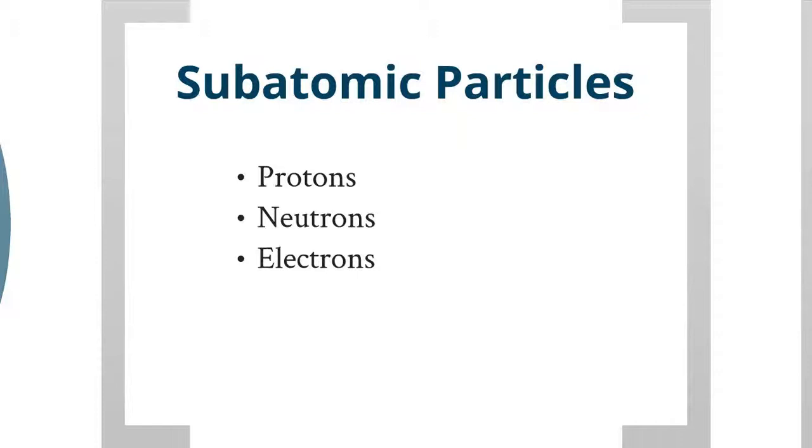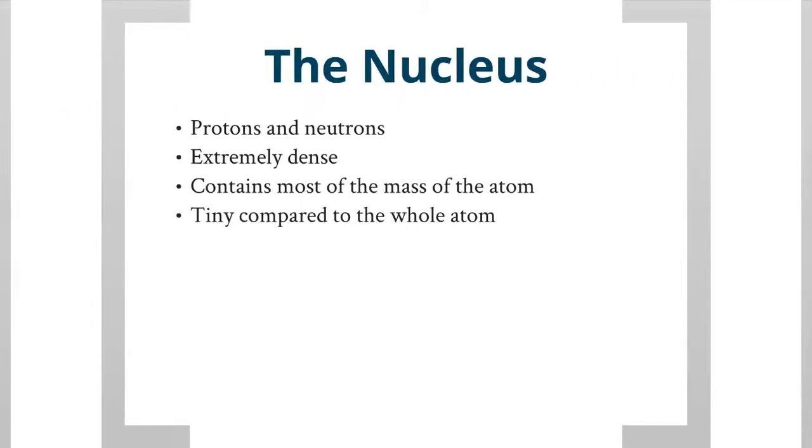The protons have a positive charge, electrons have a negative charge, and the neutrons have no charge. They're neutral. And the nucleus lies at the center of every atom, and it is composed of protons and neutrons. The nucleus is extremely dense. It contains most of the mass of the atom.